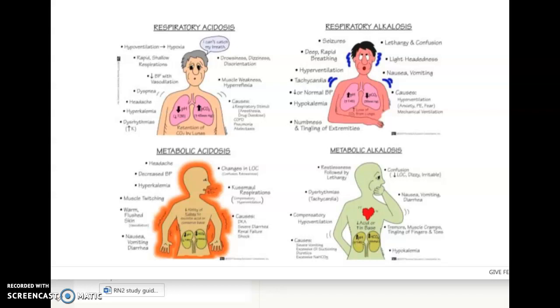Opposite of that respiratory acidosis is going to be respiratory alkalosis. These patients often present with seizures, deep rapid breathing, hyperventilation, tachycardia, decreased or normal blood pressure, hypokalemia, numbness and tingling in the extremities, nausea, vomiting, lightheadedness, lethargy, and confusion.